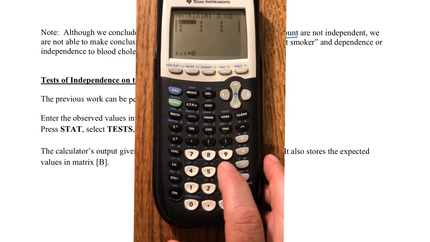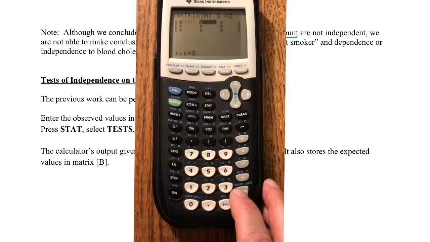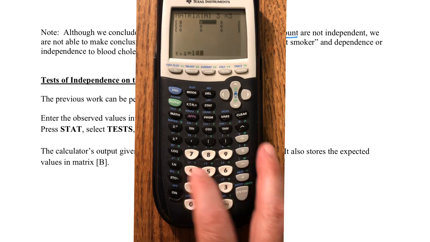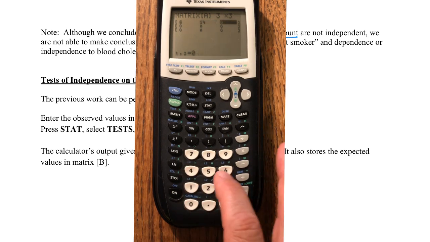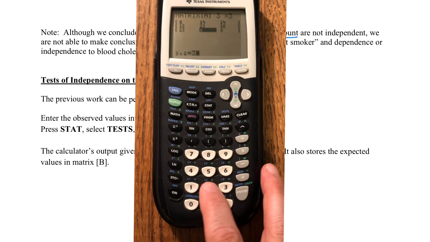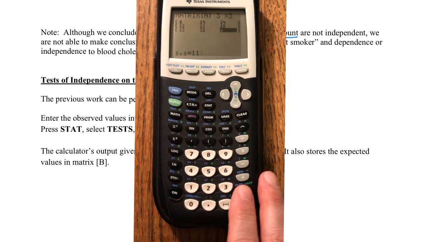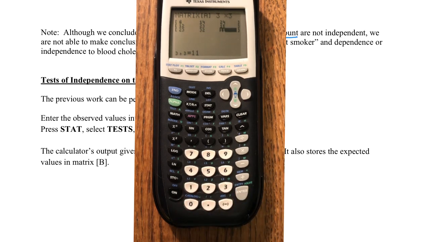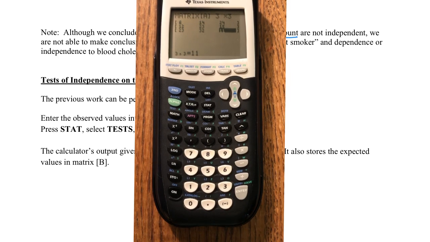So we have a 6. And you just hit enter and keep punching the numbers in. I'm just copying the ones right off the table. And let's see, a couple more. So we've got our numbers from the contingency table now in our matrix.